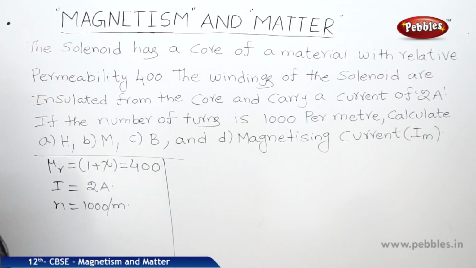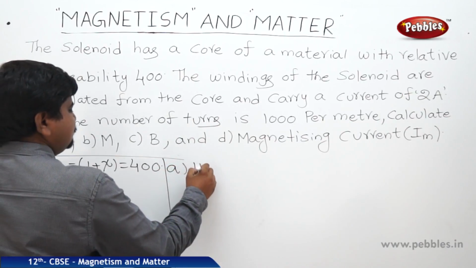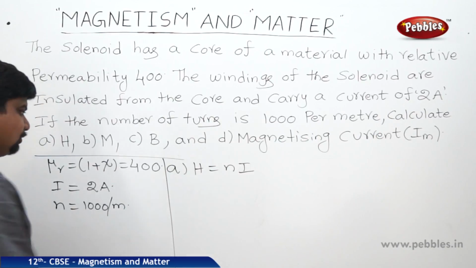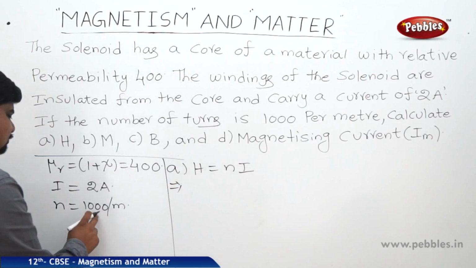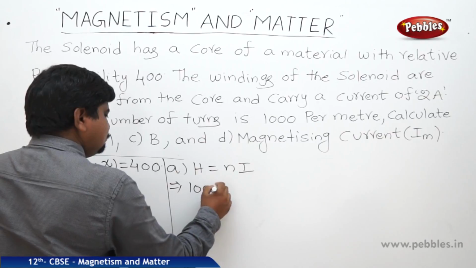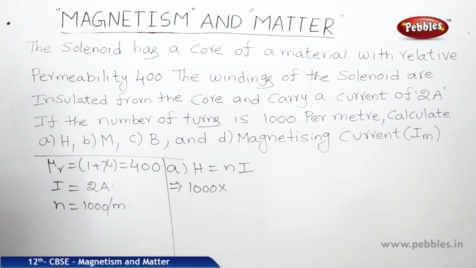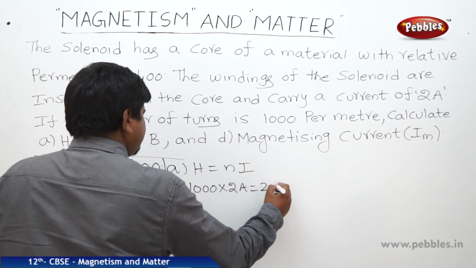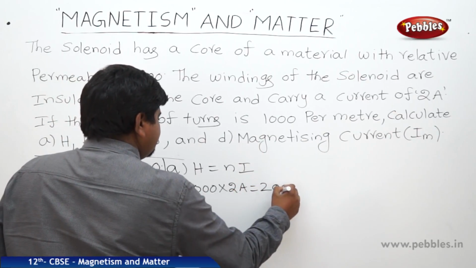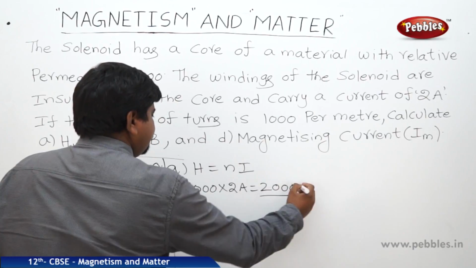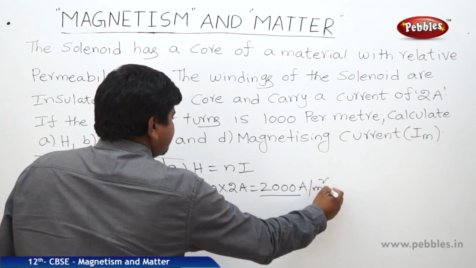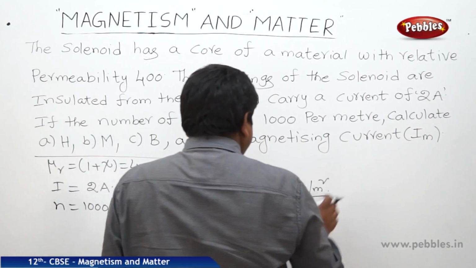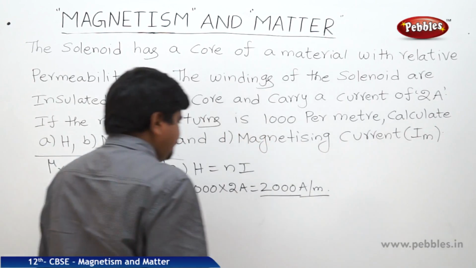So first bit is H, H is equal to n I. So n is equal to 1000, I is equal to 2 amperes. So therefore H is equal to 1000 into 2 amperes, it is 2000 A per meter.